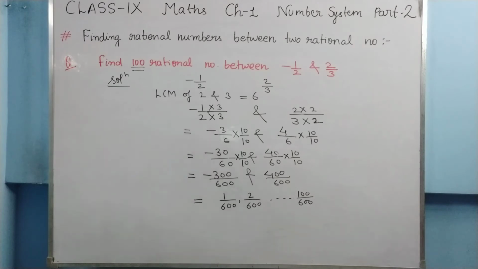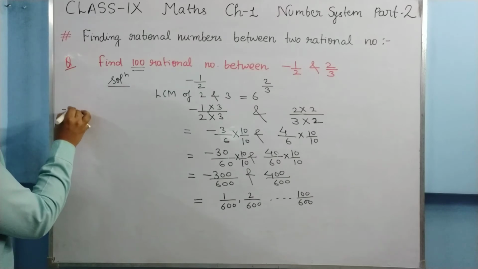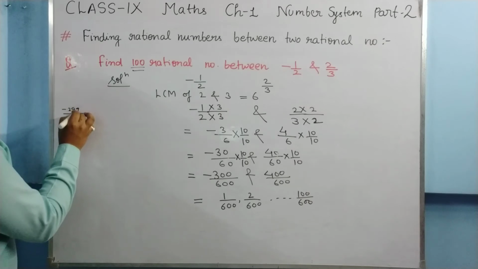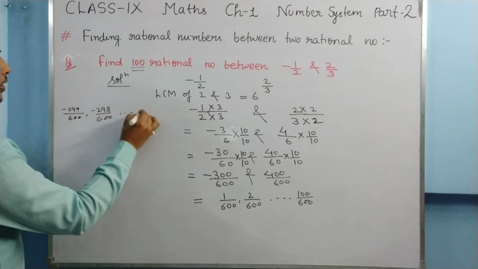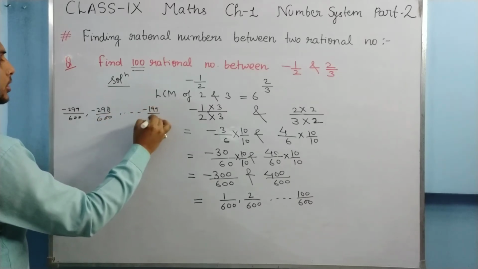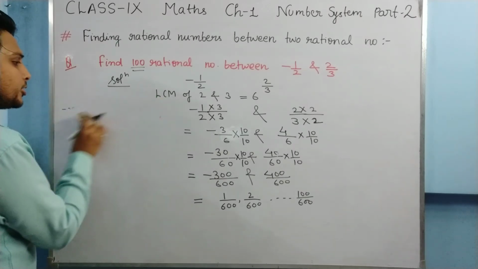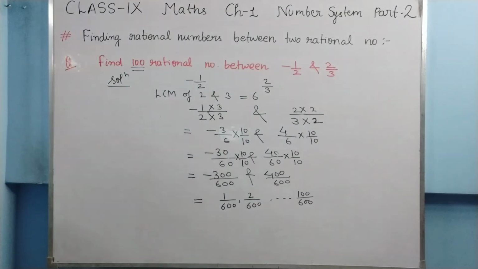Okay, you can write 100 numbers like this, or some other numbers also you can write. Someone can write minus 299 upon 600, then minus 298 upon 600. Like this also you can write. Okay, that minus 199 upon 600. This can also be the answer, because in between these two numbers total 700 numbers are there, and we only have to show 100 rational numbers. So I have shown from 1 upon 600 to 100 upon 600, these 100 rational numbers in between these two numbers. Just pause the video and note it down.